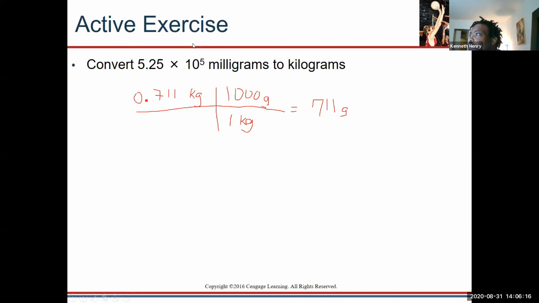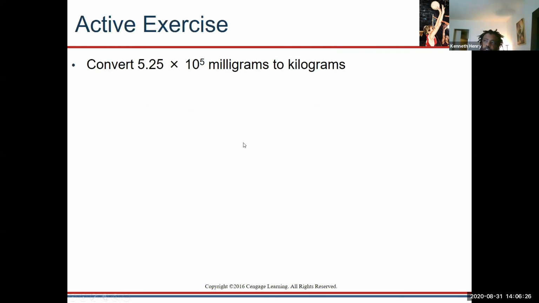Okay, so let's see. If we're going the other way, we have 5.25 times 10 to the 5th milligrams to kilograms. So how am I going to set this one up? Any volunteers?